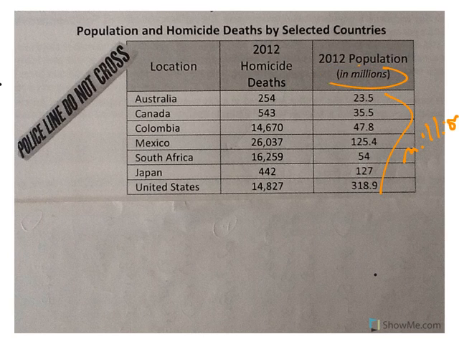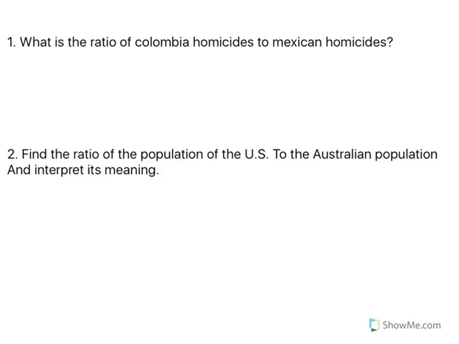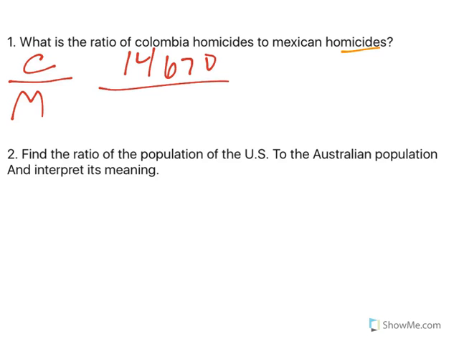So let's get rid of these just in case I need to reference. Number one, what is the ratio of Colombia homicides to Mexican homicides? The key here is that we're talking about homicides, right? So you want to use the right column, and you want to know Colombians come first, so they're going to go on the top, Mexicans on the bottom. So how many homicides were in Colombia? 14,670. How many homicides in Mexico? 26,037. Now it does say to write the ratio two different ways if you're looking at your worksheet.